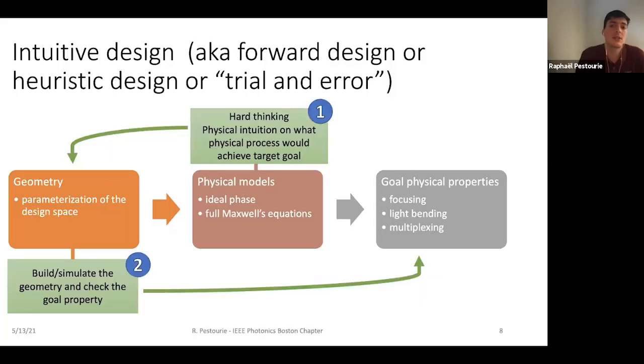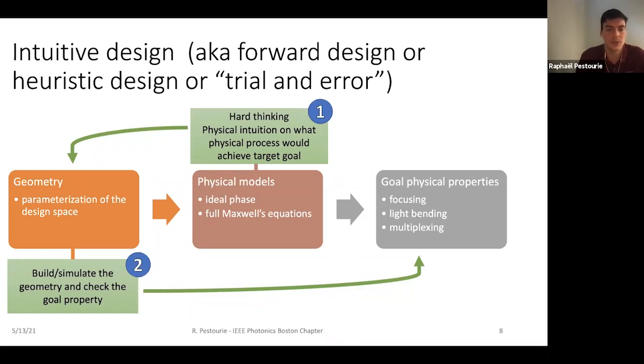This one, I think, is an older one because really you could do that also before the computer age, where it's more like an intuitive design, a forward design. It's also known as a heuristic-based approach or trial and error. In this type of approach, you spend a lot of work and a lot of time at the physical model. So you want to build physical intuition and understand mechanisms that might end up doing what you want, your goal physical property.